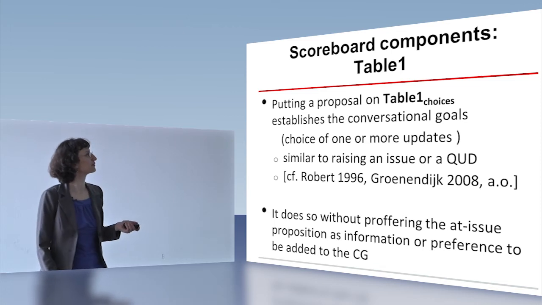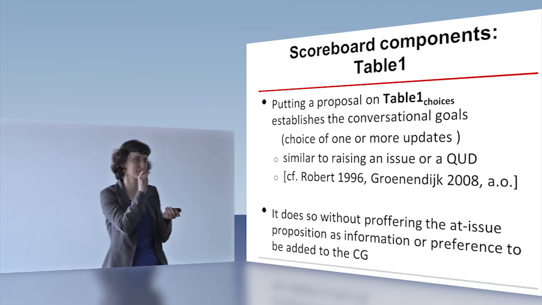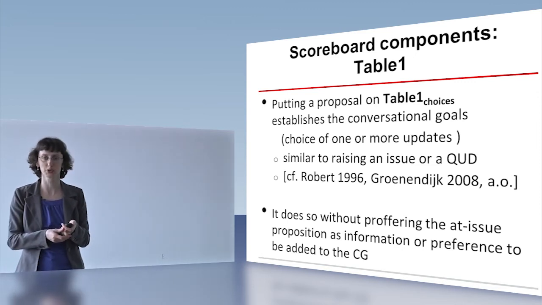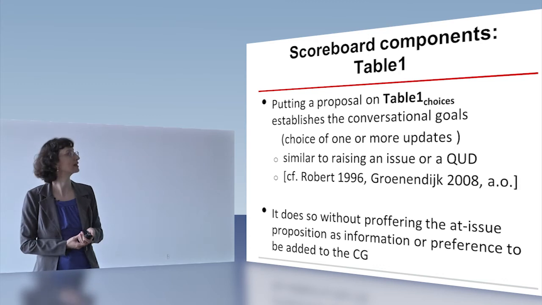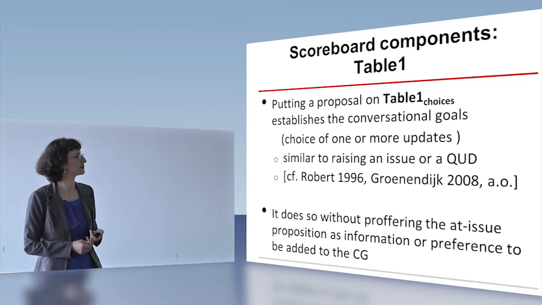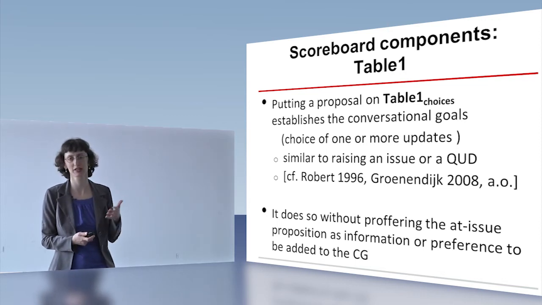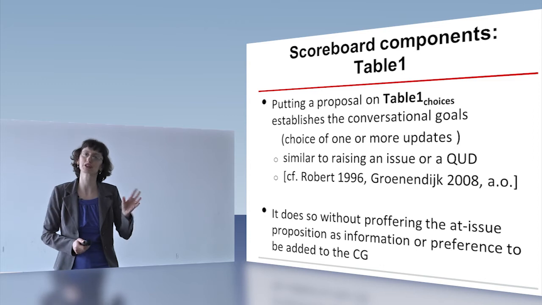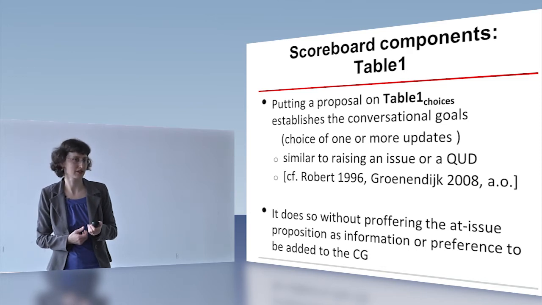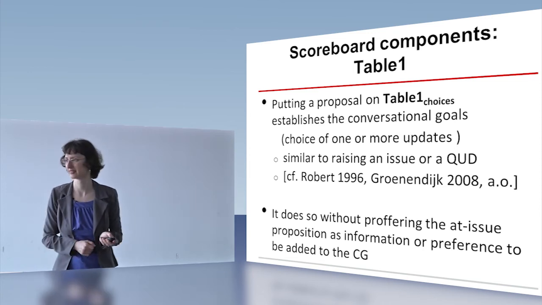Okay. So putting the proposal on table one, which I label as the part where you make choices, this establishes conversational goals, which is modeled as choice of one or more updates. This is similar to raising an issue or question under discussion in the sense of Roberts 96. And it does so without proffering that issue proposition as information or preference to be added to the common ground. You can still deduce that there is some degree of speaker commitment, like in a biased question. But that's just extra deduction on the part of the hearer. It doesn't have to be there.